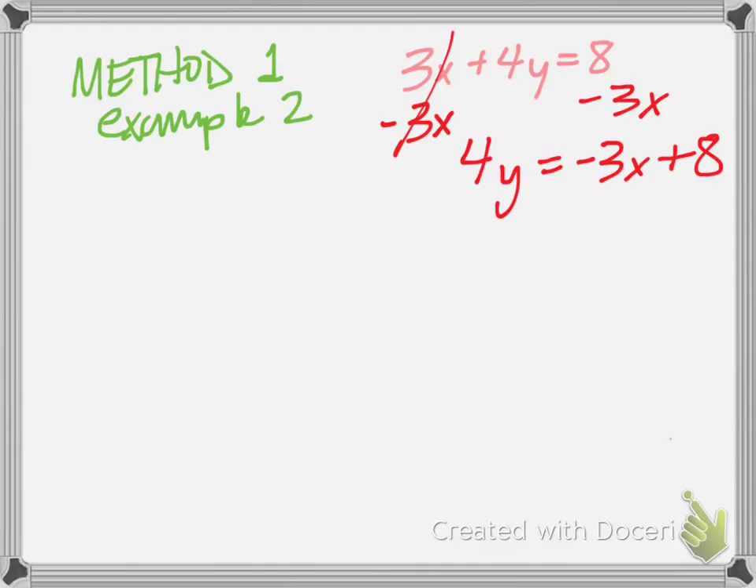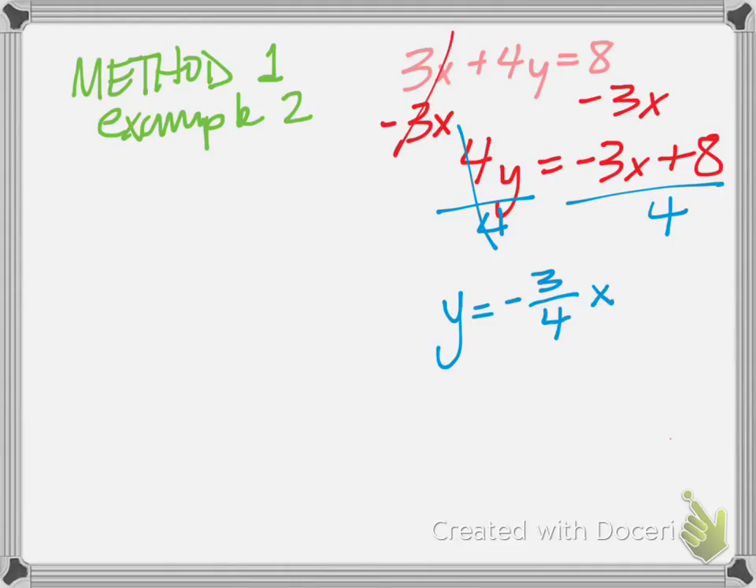The last thing we have here is 4 times y. Let's undo that with division. Remember, everything gets divided on the right. So 3 divided by 4, we'll keep it as 3/4. 8 divided by 4, we need to say is 2. So let's graph this now. B, or the y-intercept, is 2. My m, the slope, is negative 3/4.